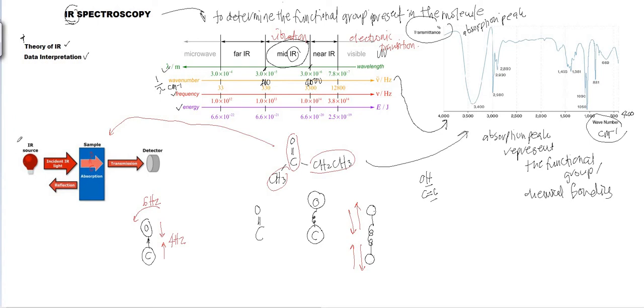Okay, so once you have the IR source, the IR source will give the frequency within the IR range, from 400 to 4000 for example, in terms of the wave number, but you can try to assume it as a frequency first. For example, this IR starts with 2 Hz first. It gives 2 Hz of light to this molecule. But when it only gives 2 Hz, you know that to do the vibration, this carbonyl needs 4 Hz for the stretching and it needs 6 Hz for the bending.